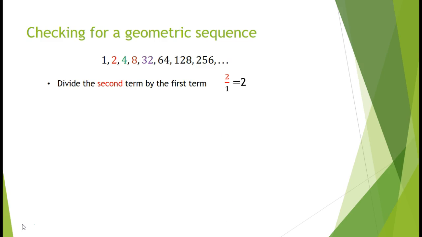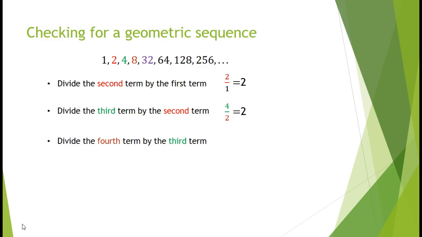So here we go. I'm going to divide 2 by 1, and my answer is 2. Well, I need to do a few more to make sure that I actually have a common ratio. So I'm going to divide the third term by the second term, and I get 2. And what do you know? When I divide the fourth term by the third term, I also get 2.